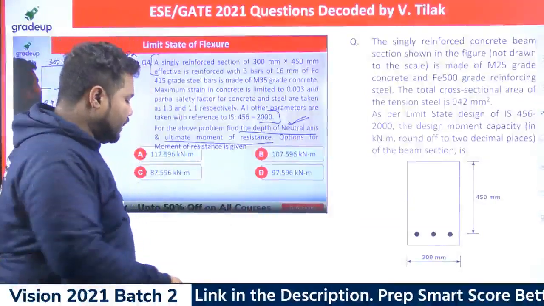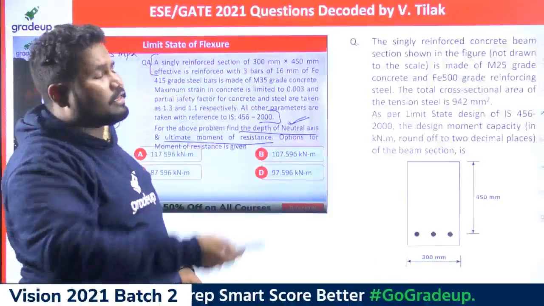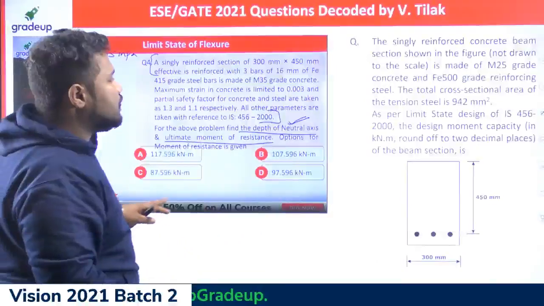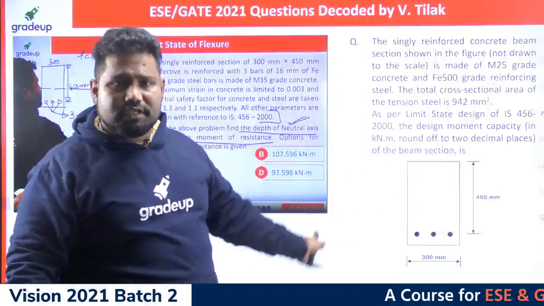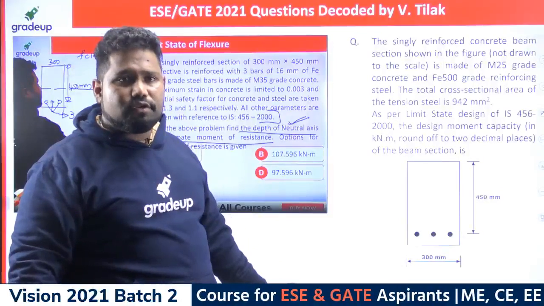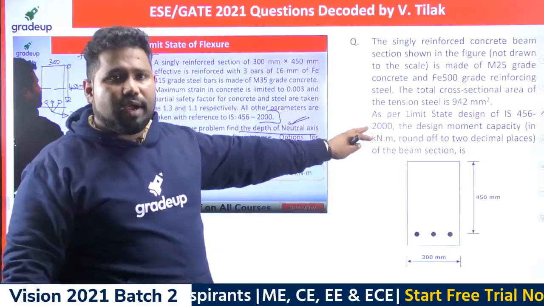Now another question. This is a question from concrete structures. You can see they are expecting the design moment capacity, that is the moment of resistance. They are expecting compression force into lever-arm, just compression force into lever-arm. This type of question you had already seen.